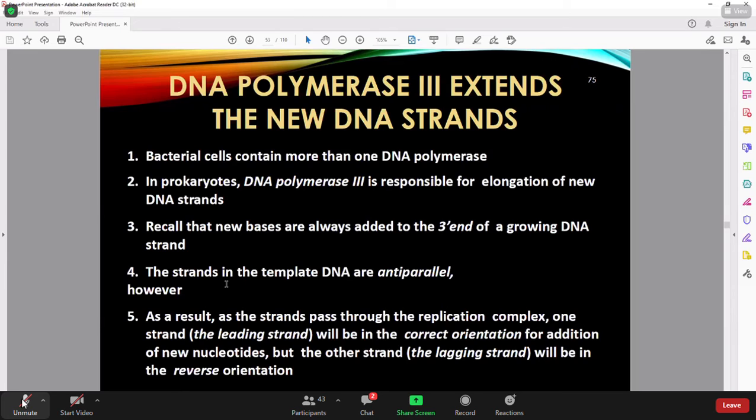Basically, we have two DNA polymerases: DNA polymerase 1 and DNA polymerase 3, that help to extend the new DNA strands. In prokaryotes, DNA polymerase 3 is responsible for elongation of new strands. Remember I mentioned just now that DNA polymerase can help to repair any errors in DNA. That is the special ability.